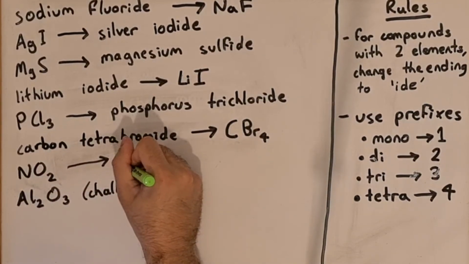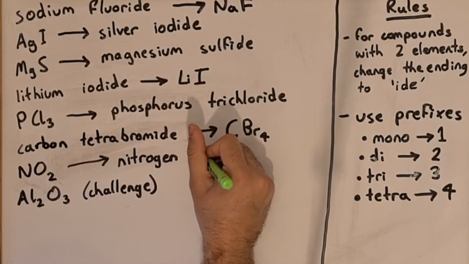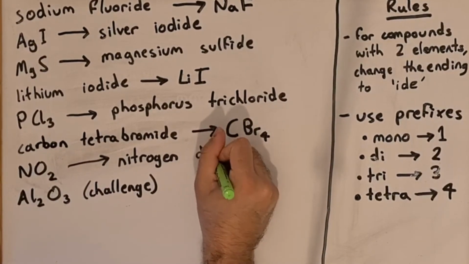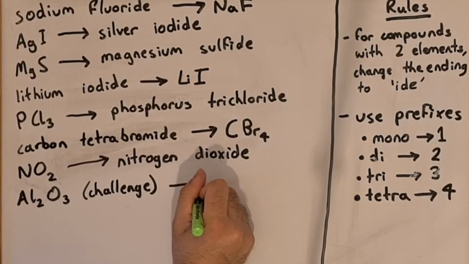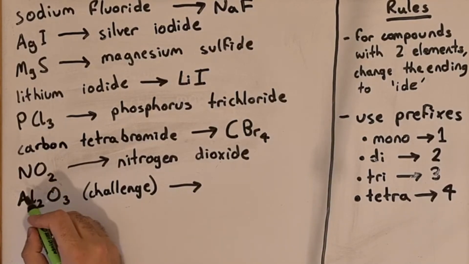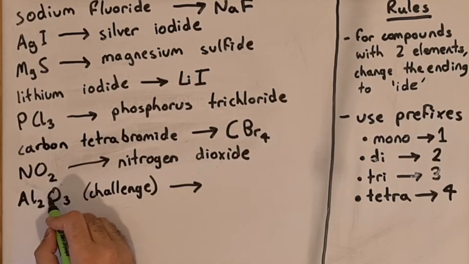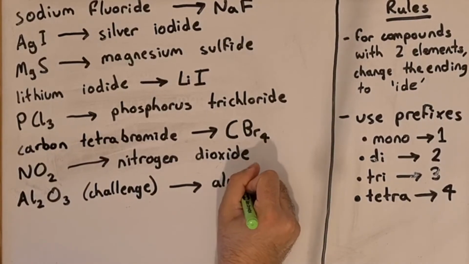NO2 is nitrogen for the N, and because there's 2 oxygen atoms in each molecule, we call it nitrogen dioxide. Now this one's a little bit of a challenge because there's obviously 2 aluminium atoms for every 3 oxygen atoms, but because this is the most common type of aluminium and oxygen joined together, we just call it aluminium oxide.